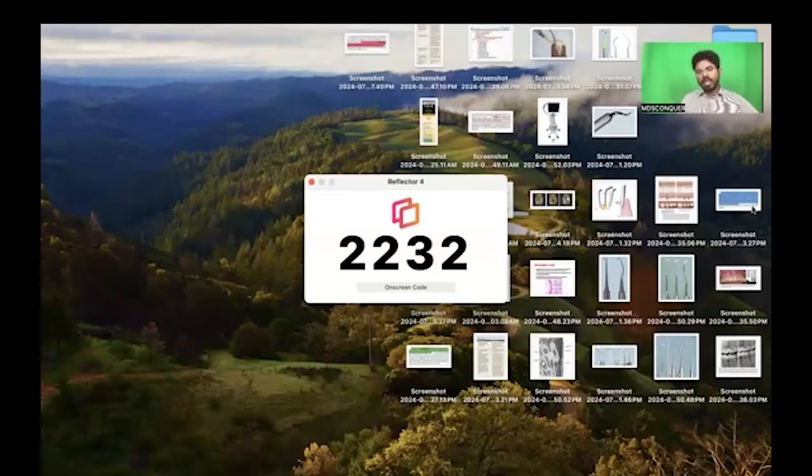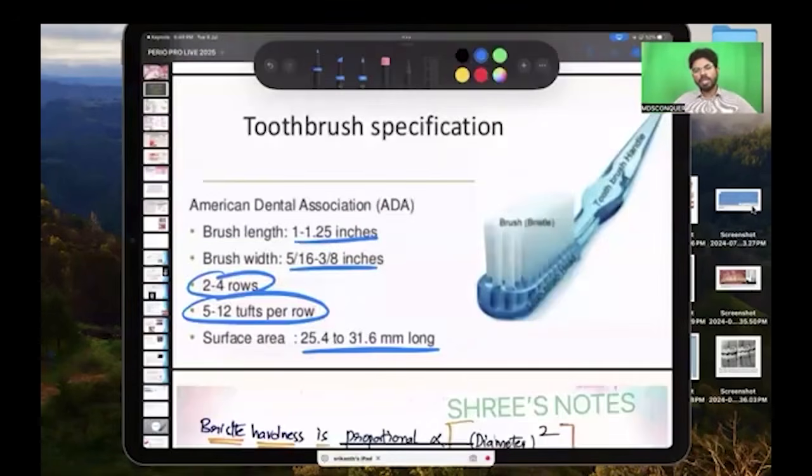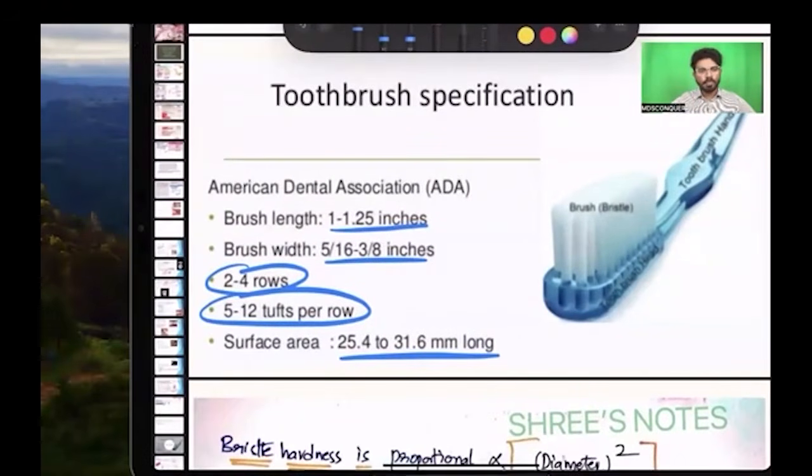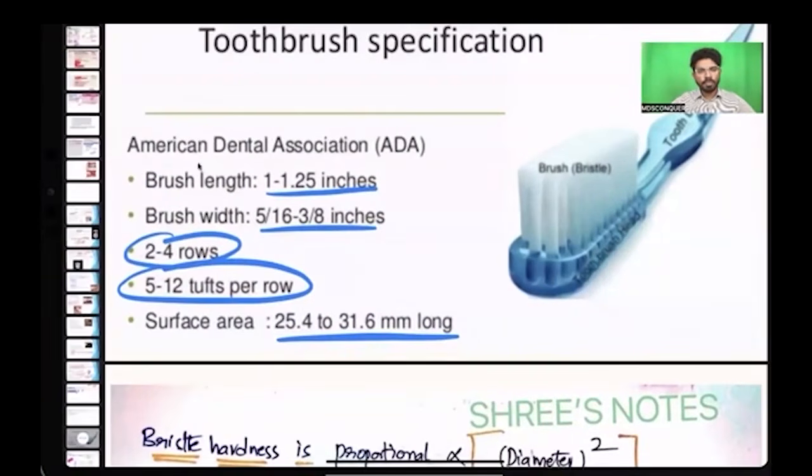For power toothbrush, what is the ADA specification number? That is 120.